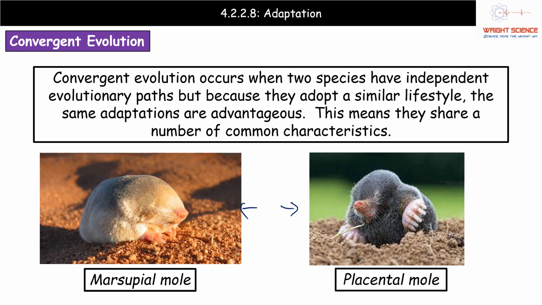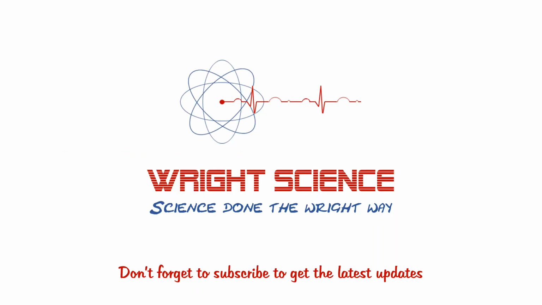What we do find is this convergent evolution is just what happens when they've got these independent evolutionary paths, but the same adaptations have been advantageous. So basically they've got a lot of common characteristics even though they don't share that common ancestor.